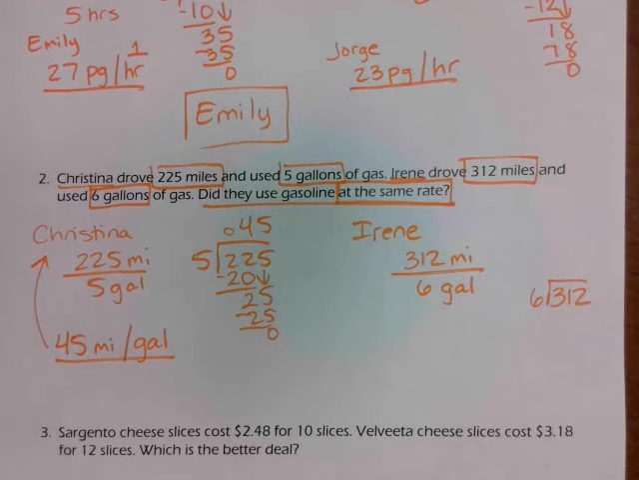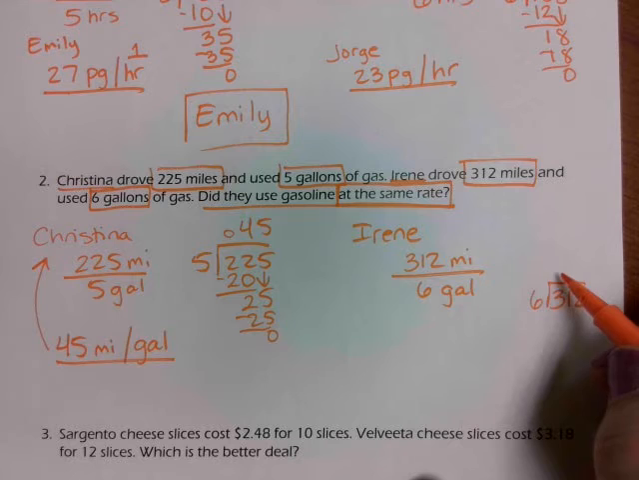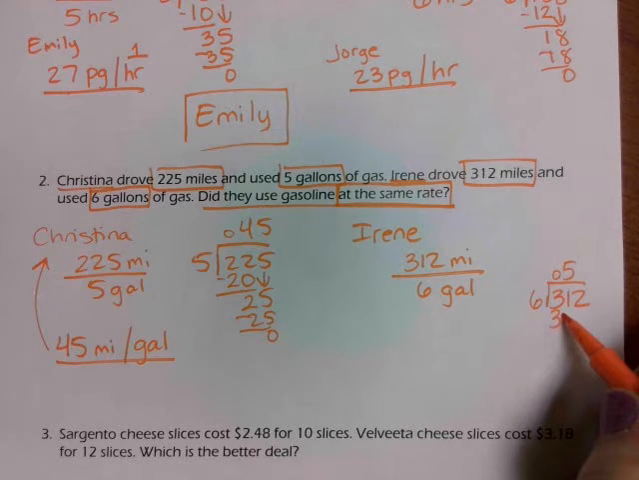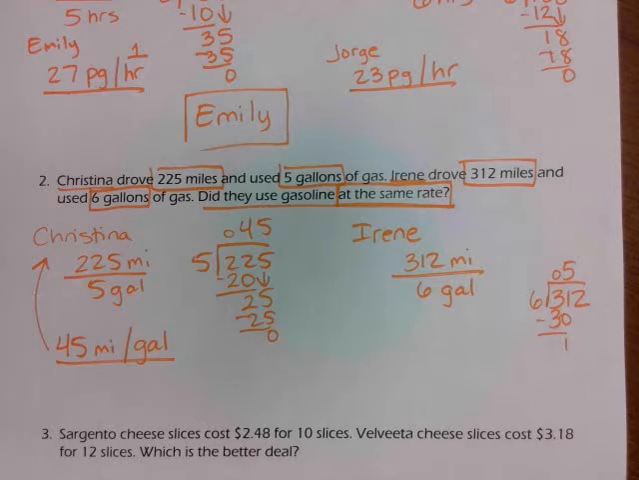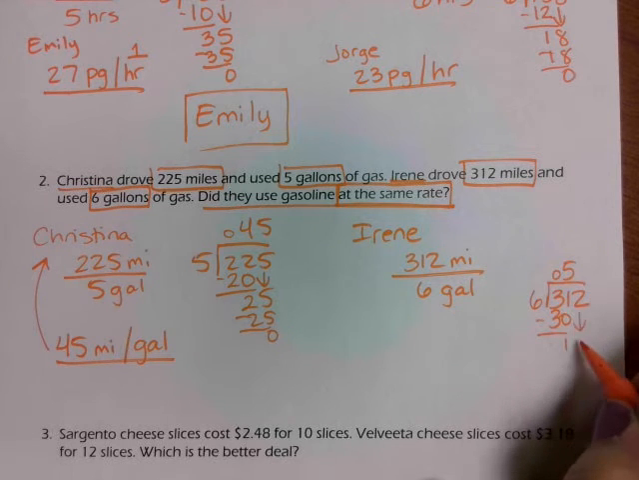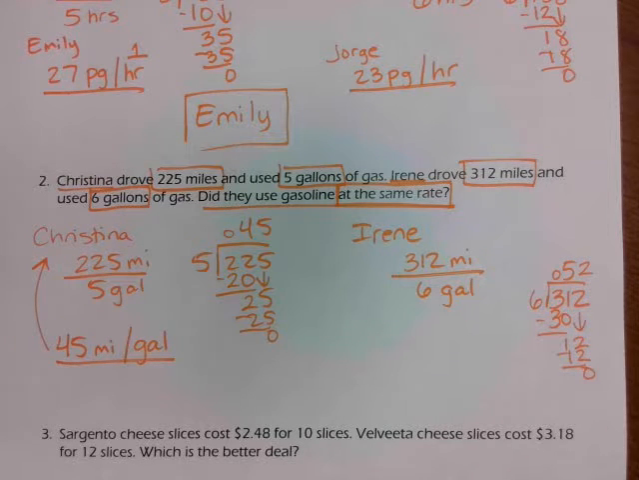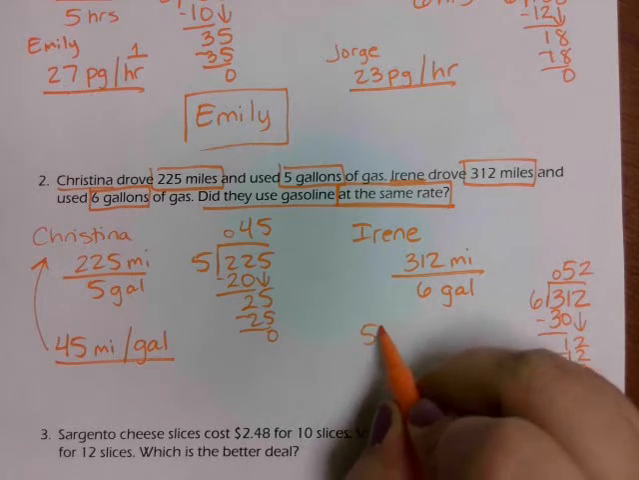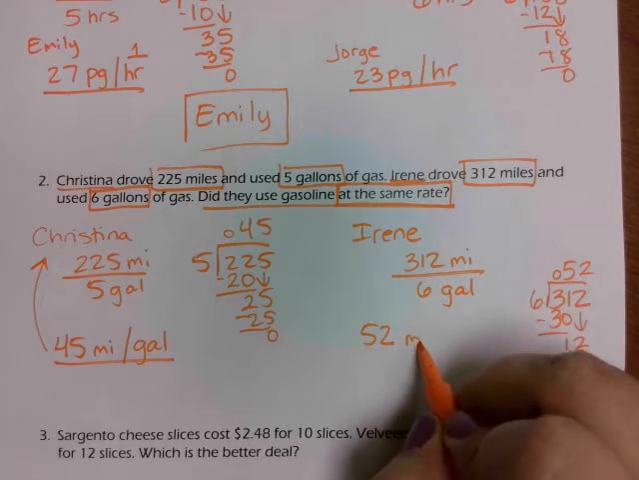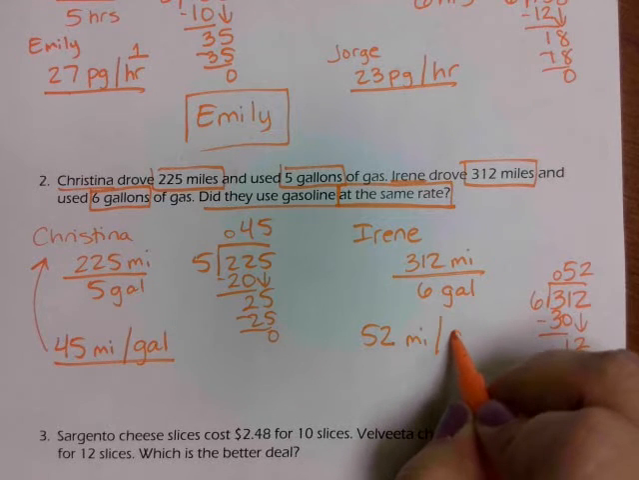So 312 divided by 6. No, it can't go into 3, but it can go into 31 5 times, which is 30. Subtract, we get 1. Bring down your 2. 6 goes into 12 2 times with the remainder of 0. So here we have 52 miles per gallon.